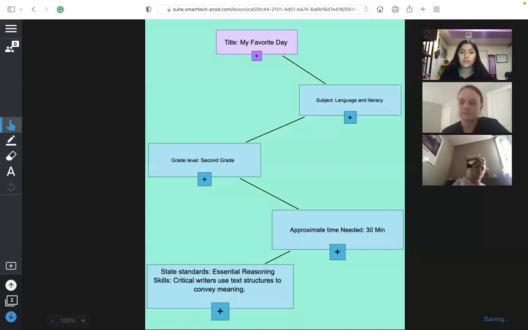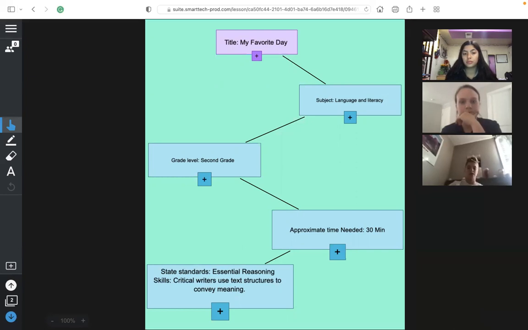Okay, so this was the lesson plan along with the structure and the intended age group. So the title of it was My Favorite Day. The subject was language literacy, and the grade level it was intended for was second grade, just because it is a little bit more advanced.